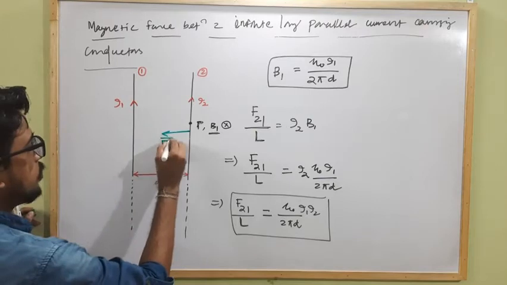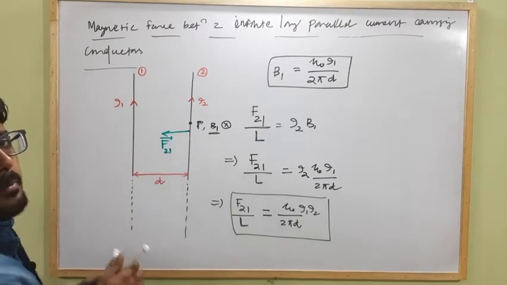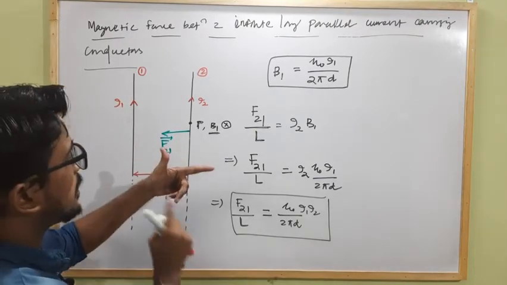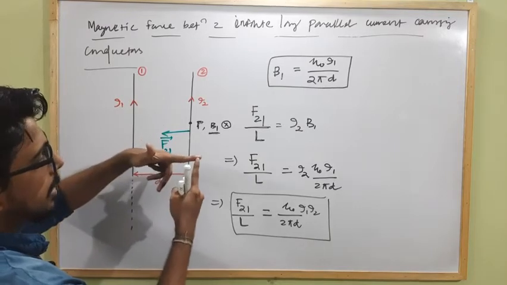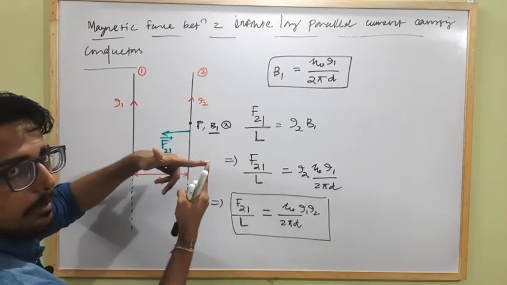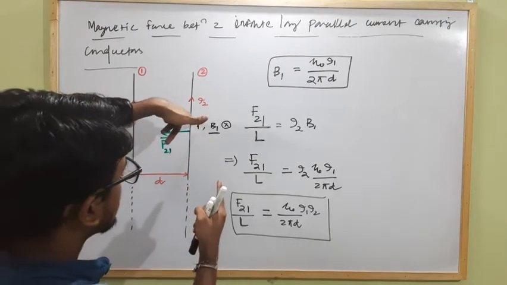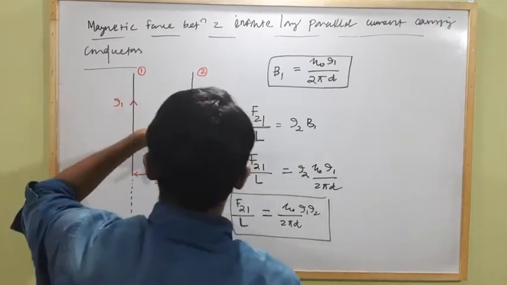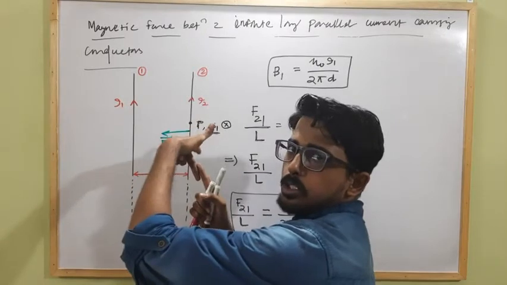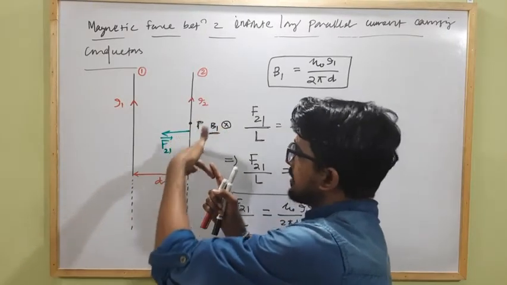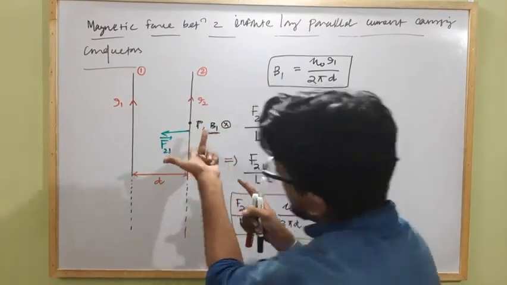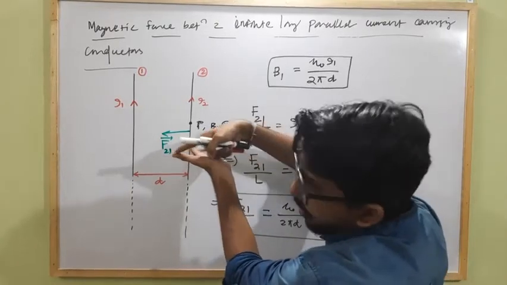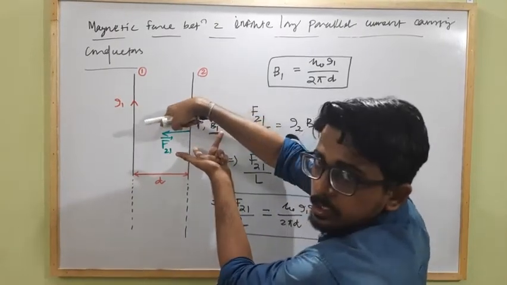Force on 2 due to 1, or by Fleming's left hand rule, if I am placing the first finger which shows the magnetic field strength like this, and the middle finger which shows the direction of current which is upward like this, then the direction of thumb will show the force here. Clear?